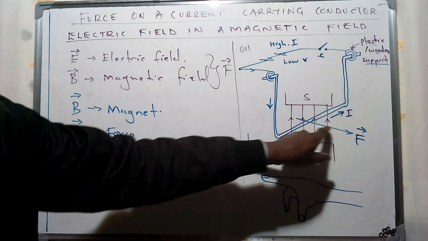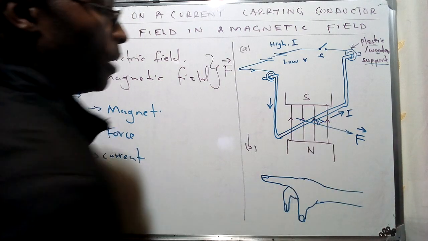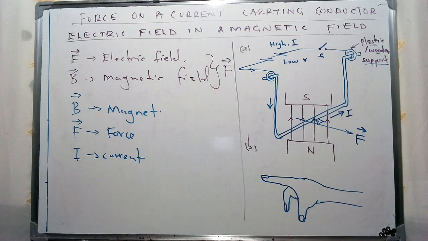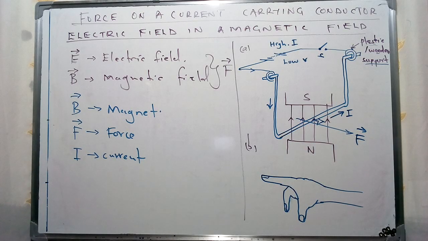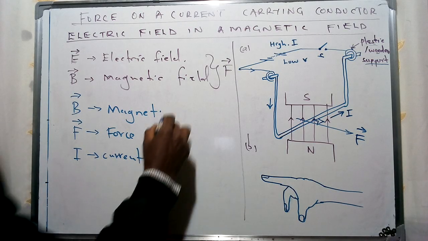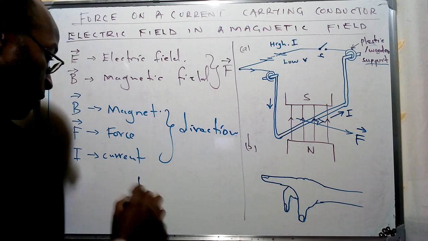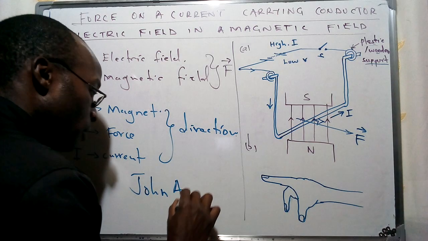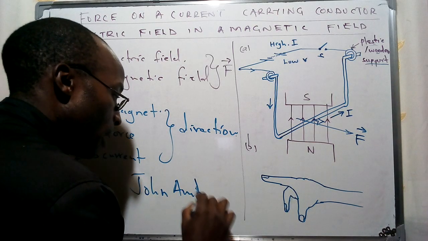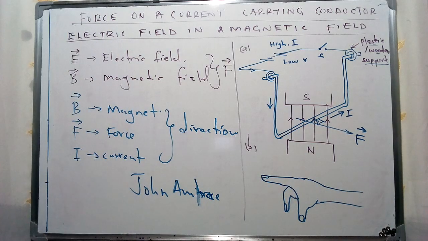And this force direction is going to be perpendicular to the magnetic field, as I've said, and as well perpendicular to the electric field given as such. So we are going to see that the work of an English engineer by the name John Ambrose Fleming gave us a clue on identifying the direction of this specific interaction. And therefore, we are going to consider this specific input by John Ambrose.